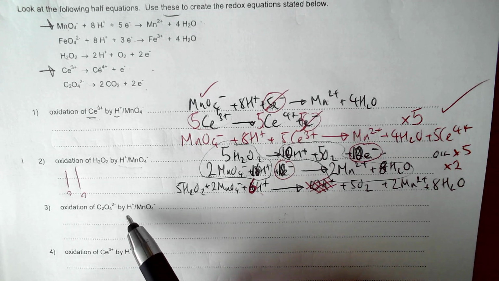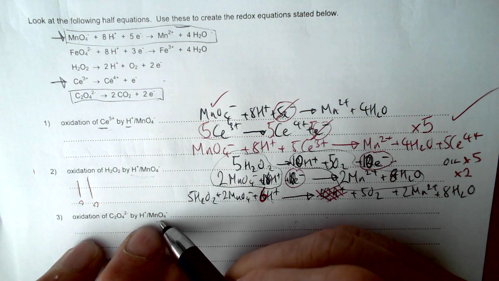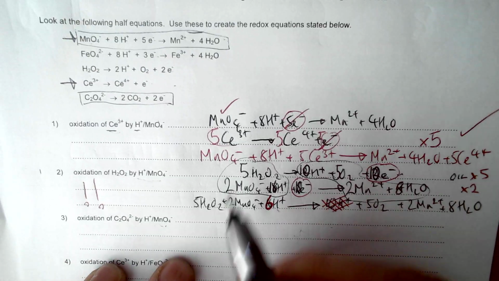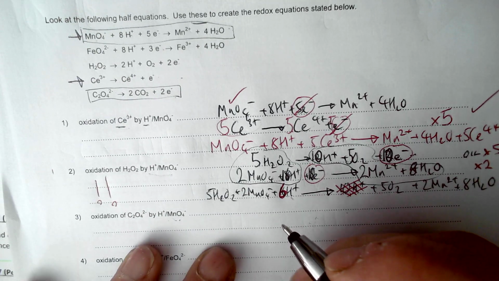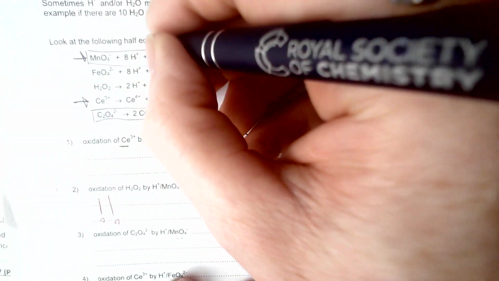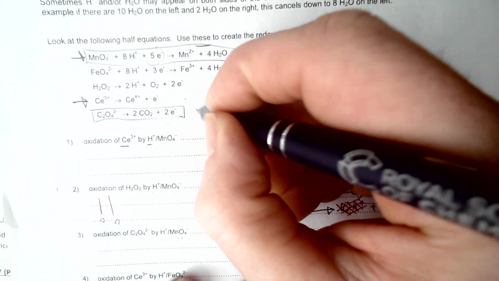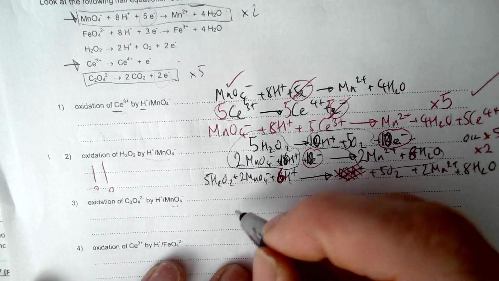So question 3, I'm going to be combining this half equation, C2O4, and it's the same one again, H plus, MnO4 minus. I feel like I need to write them all out in detail, but I'm not going to. This is 2 electrons versus 5 electrons, so I'm going to times everything by 5 in this. I'm just going to do it like that.